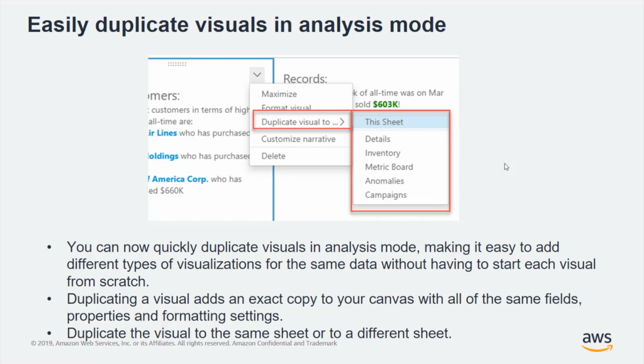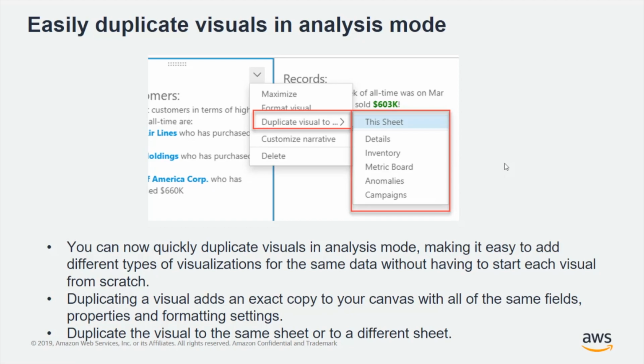of weeks. On any visualization that you have, in the menu for that, you'll find a new option to duplicate that visual. And you can duplicate it either to the same sheet or to one of your other sheets. It's going to make an exact copy of it: all of the formatting, all of the fields that you're using, any other properties that you had set on it.